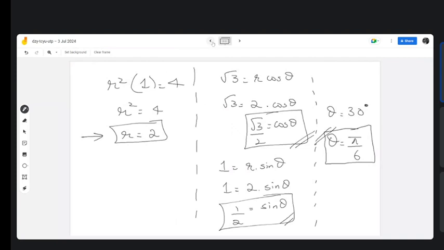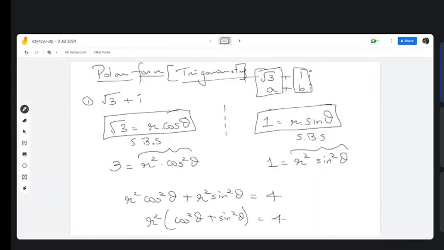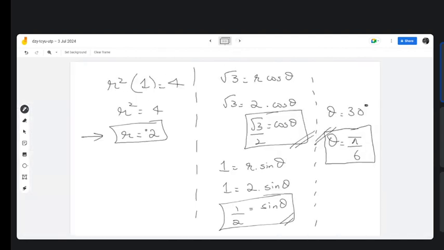I'll repeat this from here. We assume the r's value. Once we finish that, we're going to get the r's value here as 2. Using the r's value, we're going to find the value of theta.